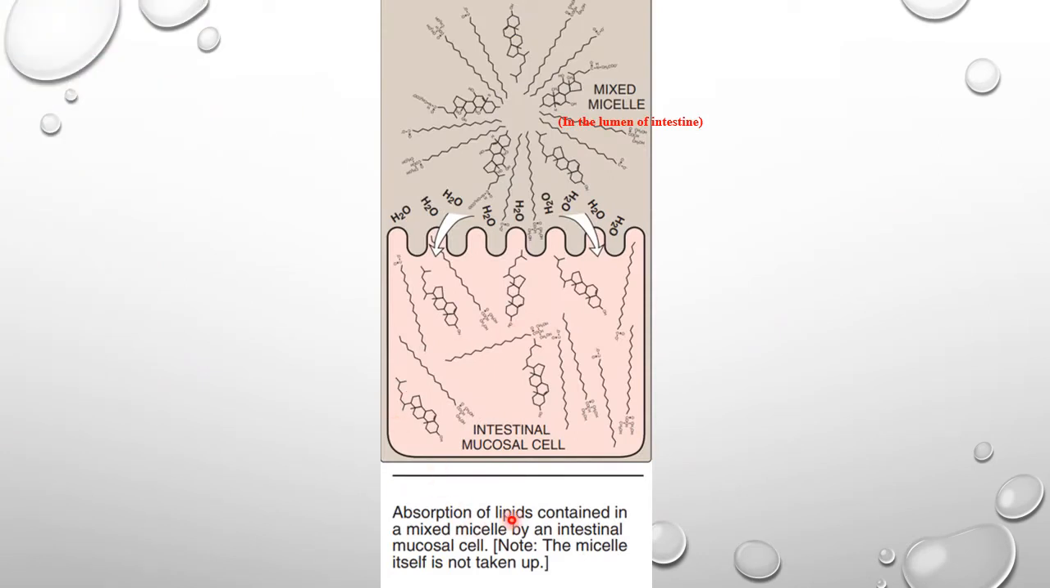So this figure is showing absorption of lipids which are contained in a mixed micelle by an intestinal mucosal cell. So this is the intestinal mucosal cell, and this is the mixed micelle, which is formed in the lumen of the intestine. This mixed micelle basically contains free fatty acids, monoacylglycerols or cholesterol, and also bile salts and fat soluble vitamins. These emulsified lipids in the form of a mixed micelle have two domains. One is a hydrophilic domain and the other is a hydrophobic domain. The hydrophilic part of the mixed micelle can bind with the intestinal mucosal cell, and it can help absorb dietary fats into the mucosal cell. And remember that short and medium chain fatty acids cannot take the help of micelles to be absorbed in the intestinal mucosa.